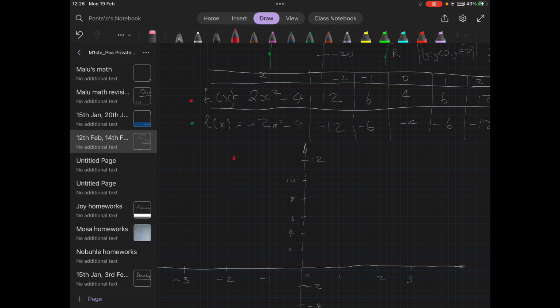So somewhere up there. At negative 1 we have plus 6. So maybe a little bit up there. At 0 we've got 4. At 1 we have 6. And at 2 we've got a 12. Then we can plot our curve to turn at the point 0, 4.